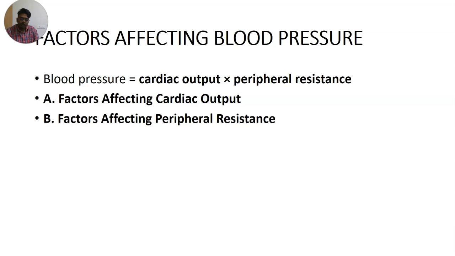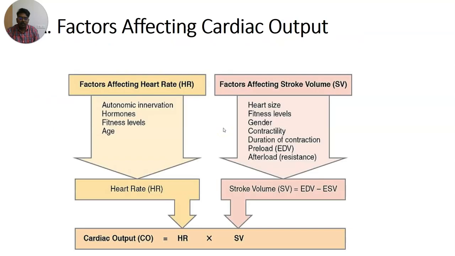Now, what is stroke volume? Stroke volume is the amount of blood ejected by each ventricle per beat. It is called stroke volume, right? So the factors which affect the cardiac output and the total peripheral resistance will ultimately affect the value of blood pressure, because blood pressure is the product of cardiac output and the peripheral resistance. Now we will see, one by one, the factors which affect cardiac output and the factors which affect the peripheral resistance.